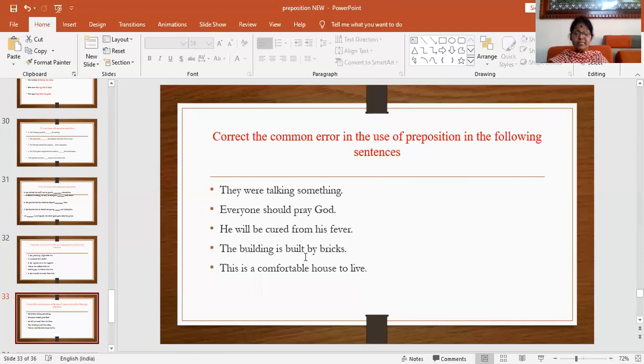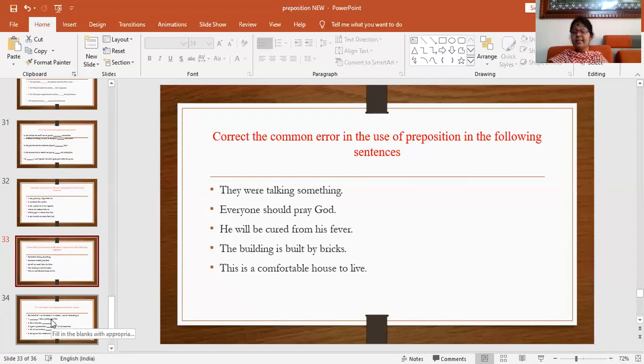The building is built by bricks. It is not built by bricks. It is built with bricks, right? This is a comfortable house to live. Now it's not just live, it has to be live in, right? So these are the common errors that we make.